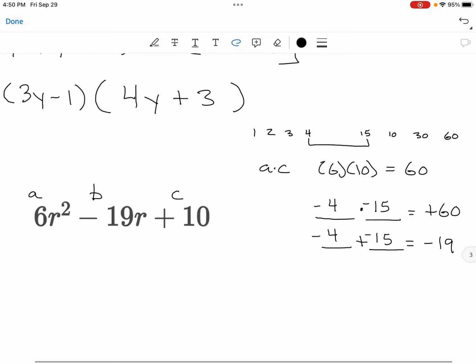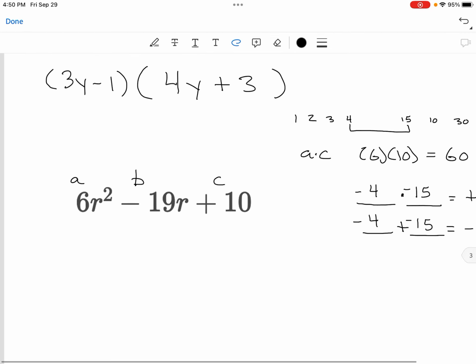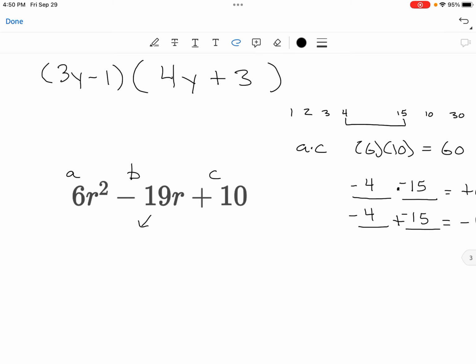So what we're going to do with these two, once we found them, is we're going to come here and split this up into -4r and -15r. Excuse me, not -19. I'm going to put -4, right? Because we said -4 and -15 are the numbers we're looking for. This is still -19r. It's just now it's split into two little pieces. Everything else comes down, 6r squared and the plus 10.